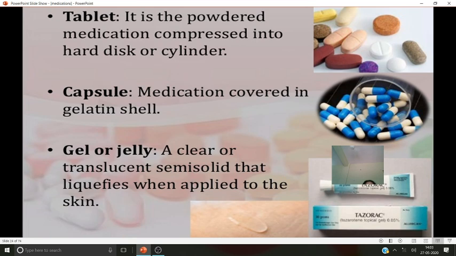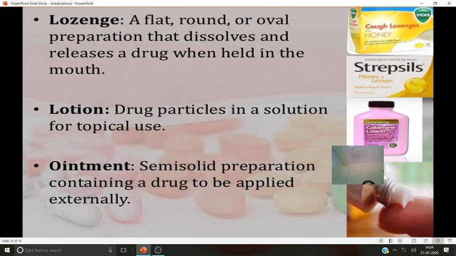Then coming to the gel or jelly. Jelly means a clear or translucent semi-solid that liquefies when applied to the skin. These gels are clear or translucent semi-solids, and when applied to the skin, they dissolve. You can see the gel in the figure, so just have a look at how the gel or jelly looks.